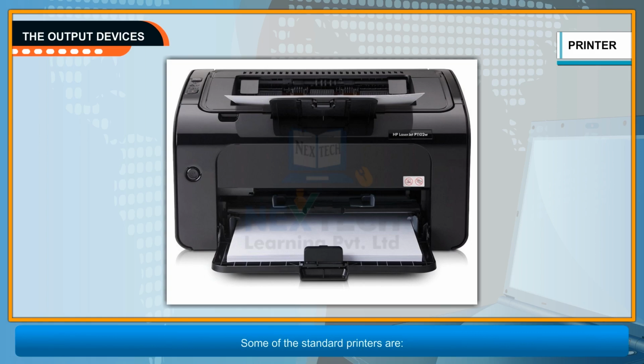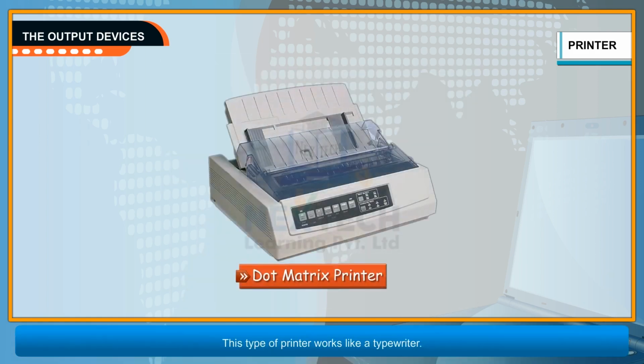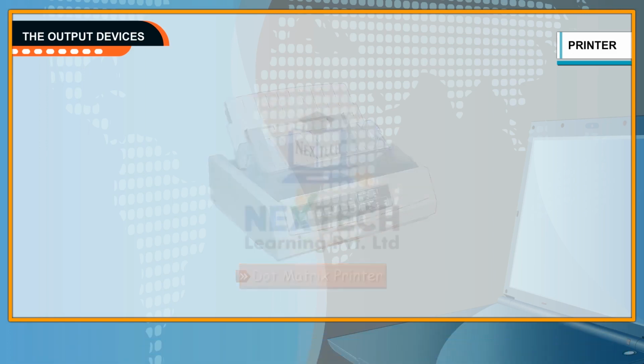Some of the standard printers are the dot matrix printer. This type of printer works like a typewriter. The printer head strikes the paper and ink ribbon to print the characters. It is an impact printer.